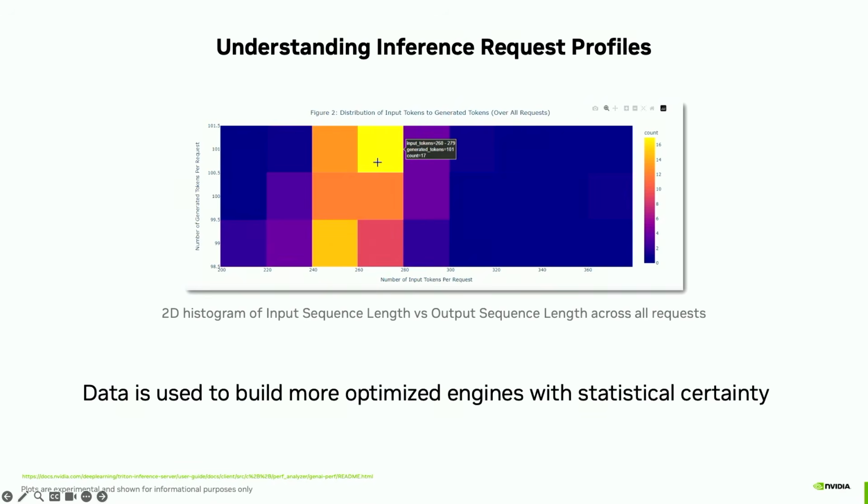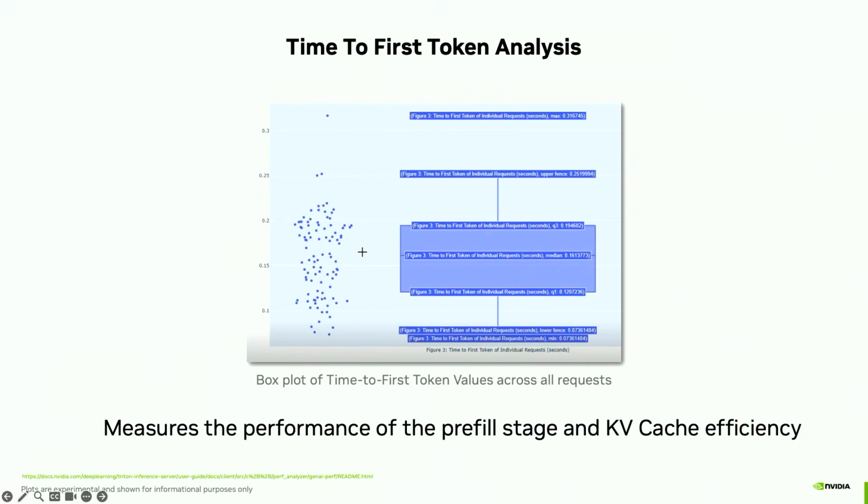Now that you understand what's happening, we use this to statistically determine the max input sequence length and the max output sequence length across all of my users. This will give you a really good indication of how you can size your engines. We use that to build more optimized engines. In addition, it'll give you a good view as to scaling out and things like that. The next one is time to first token analysis.